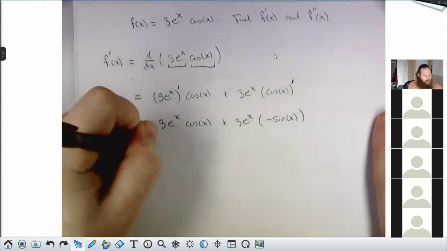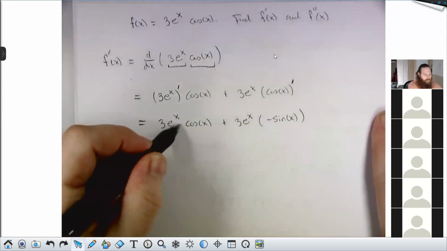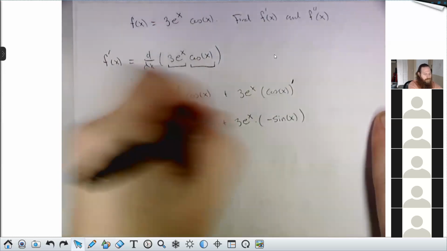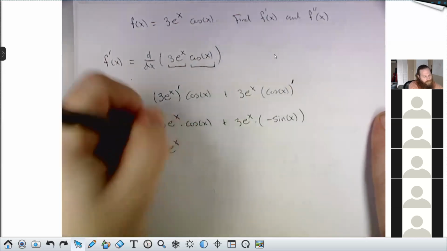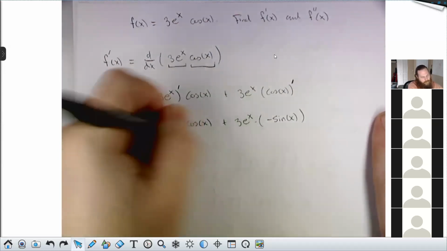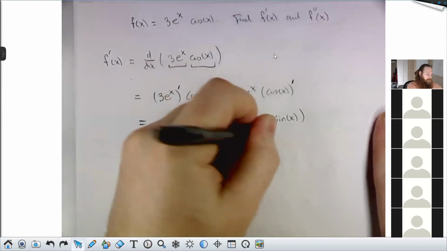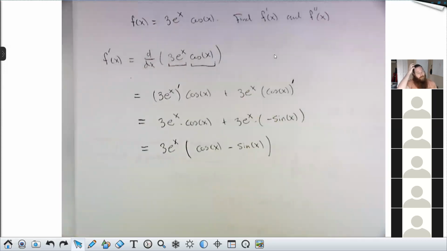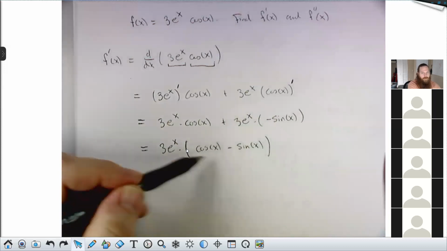And to make life nice in the second derivative, I'm going to have to differentiate this again to get f double primed. You notice I would need to use two product rules. If I can avoid using two product rules, I would like to avoid it. So I'm going to factor 3e to the x out. And what's left is going to be cos x minus sine x. And by doing this algebra in f primed, I escape the need for a second product rule, because now I've got this thing, which I know how to differentiate, times this thing, which I know how to differentiate.